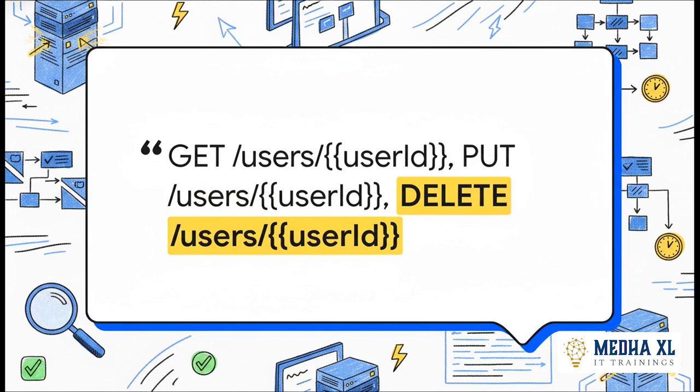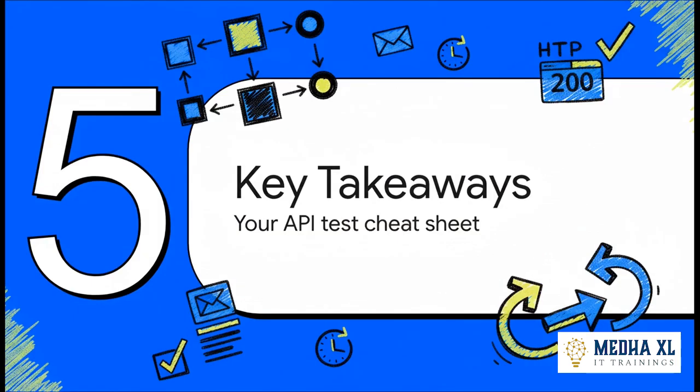We just use this double curly brace syntax, {{userId}}. Postman sees that and automatically swaps in the actual ID we saved a moment ago. This makes sure that all of our actions are happening on the exact same user, creating a perfect, self-contained test from start to finish.